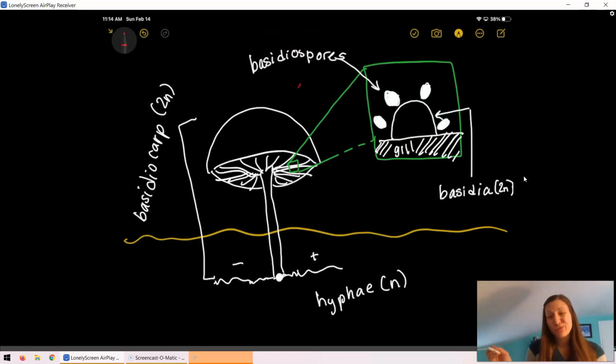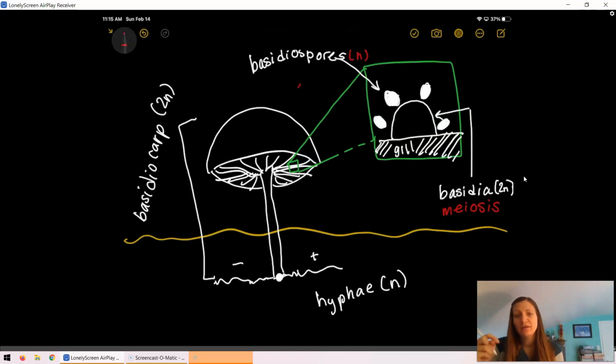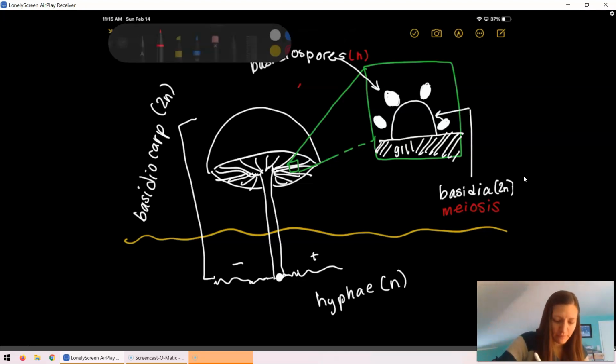They're created through the process of meiosis. Remember, meiosis is happening where those spores are being made. So in this case, it's happening in the basidia. Within the basidia, there are specialized cells that are undergoing meiosis. As they undergo meiosis, they're going to create these 4, very exactly 4, basidiospores. Because these are undergoing meiosis, this means these basidiospores are haploid. That means they're single n, they're haploid.